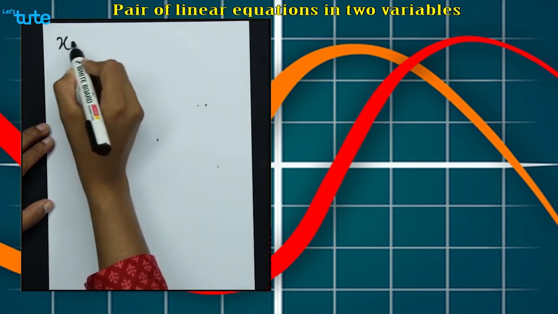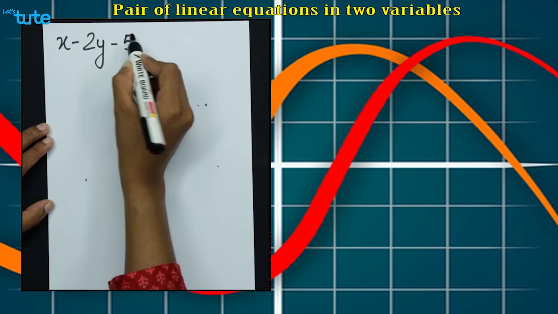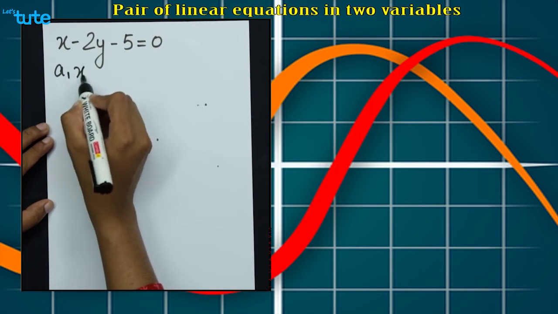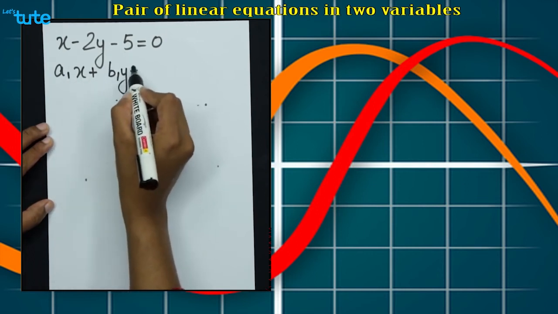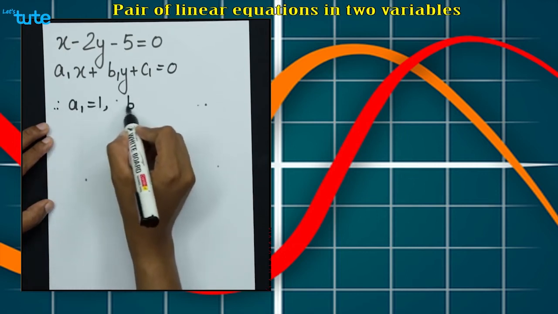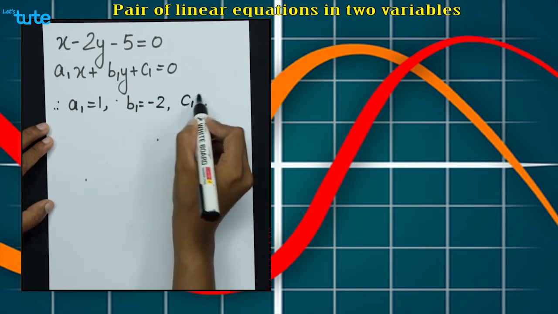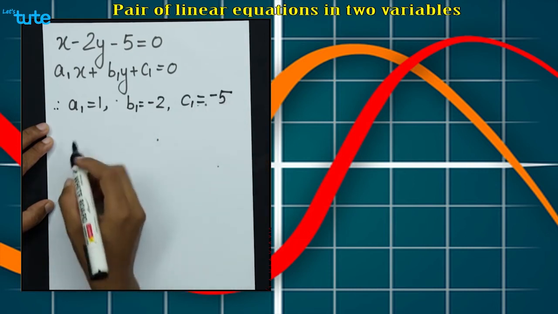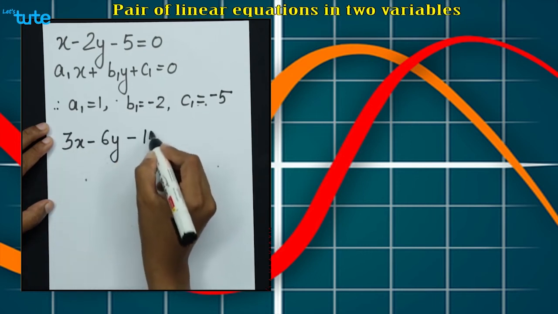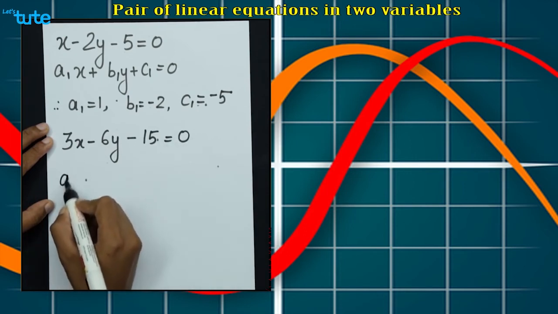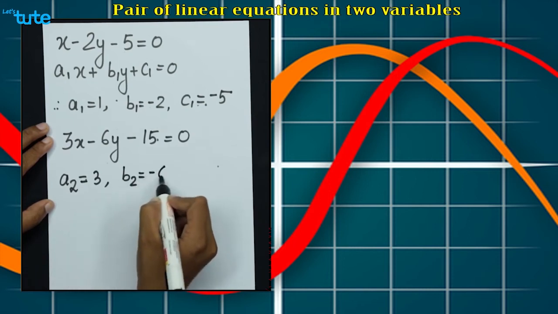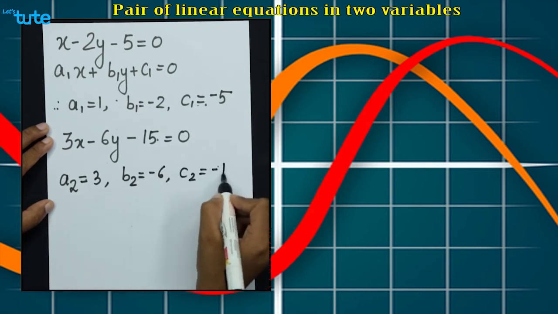We had our equation x minus 2y minus 5 equal to 0. Here again, comparing with a1x plus b1y plus c1 equals 0, we obtain a1 is 1, b1 is minus 2 and c1 is minus 5. In the same way, the next equation was 3x minus 6y minus 15 equal to 0. We obtain a2 is equal to 3, b2 is equal to minus 6 and c2 is equal to minus 15.